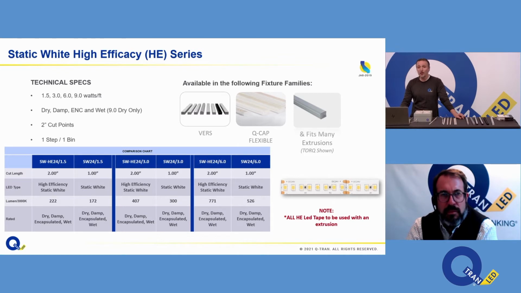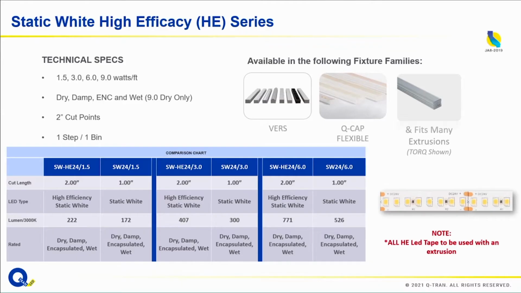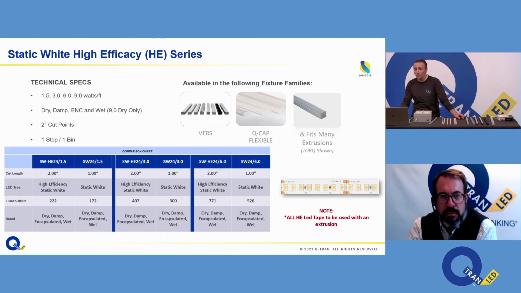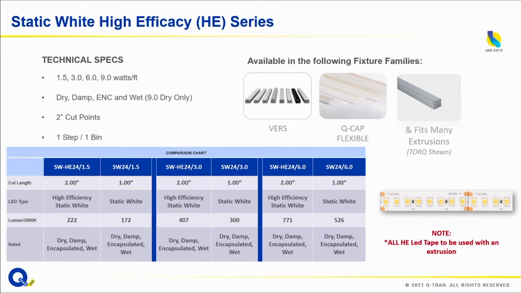For example, if you look at the 6 watts a foot, the SW series gives you about 526 lumens, whereas the HE, Tyler, is close to 770 lumens. That's a huge impact on the lumens at the same amount of watts. So basically, you're getting higher lumens at the same watts as our standard strip. If you look at the 3.0, you're jumping up from about 300 to 400 lumens. So you're gaining lumens at the same watts.